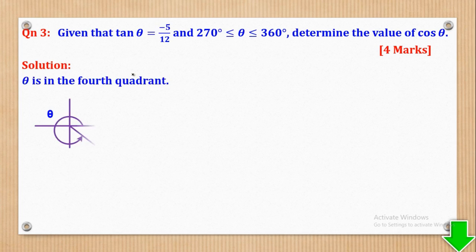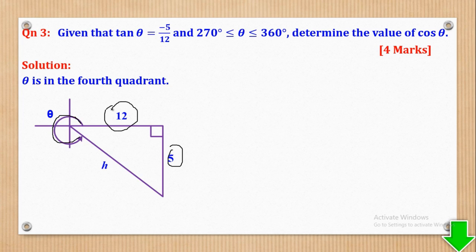So theta is in the 4th quadrant, therefore that's why this line is in the 4th quadrant, so the angle must be greater than 270. From tan theta is equal to opposite over adjacent, so this will be the opposite and this will be the adjacent. So now we shall use Pythagoras theorem to get the hypotenuse. Therefore h will be equal to 5 squared plus 12 squared, everything under root, to come up with 13.